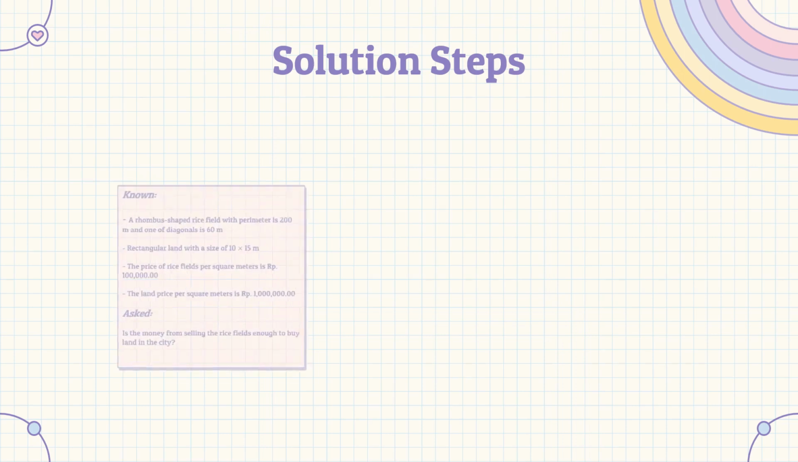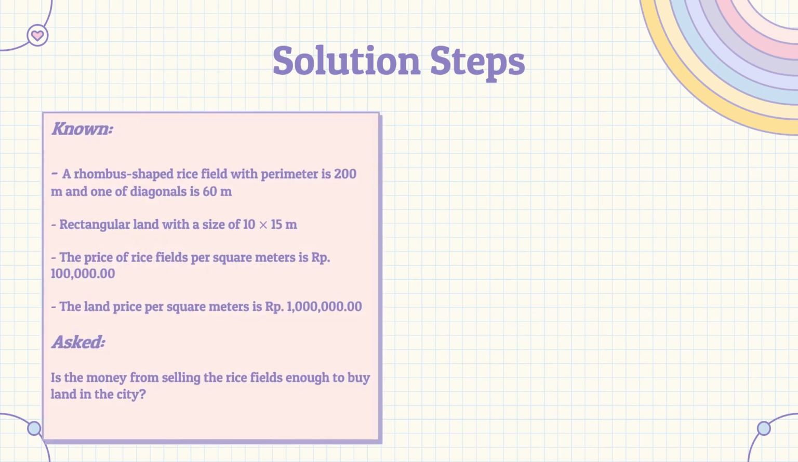Okay, now we will solve the problem. Before answering this question, we must first write down what is known and what is asked. Known: the perimeter of the rhombus is 200 meters and one of the diagonals is 60 meters. Rectangular land with a size of 10 times 15 meters. The price of rice fields per square meter is 100,000 rupiah, and last, the land price per square meter is 1 million rupiah. And asked: is the money from selling the rice fields enough to buy land in the city?